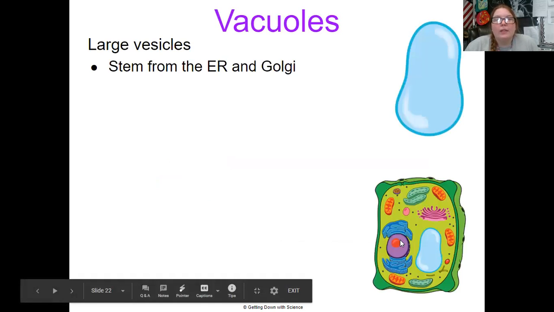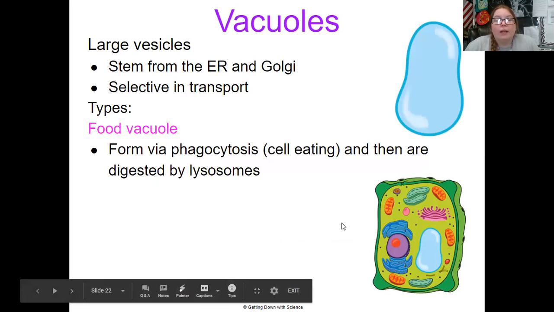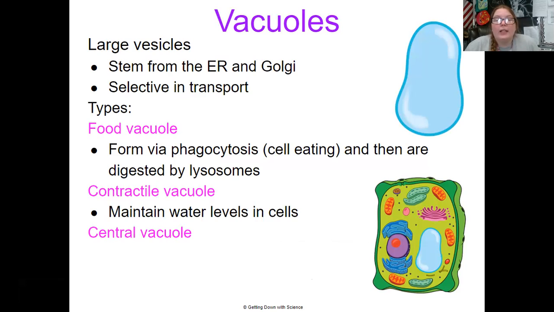So vacuoles, they're large, just really big vesicles. There can be food vacuoles. So if it eats a big bacteria, that's in a vacuole until it can digest it. Contractile vacuoles help maintain water level. So if the cell's starting to dry out, I can release water from that vacuole. It contracts and releases the water.